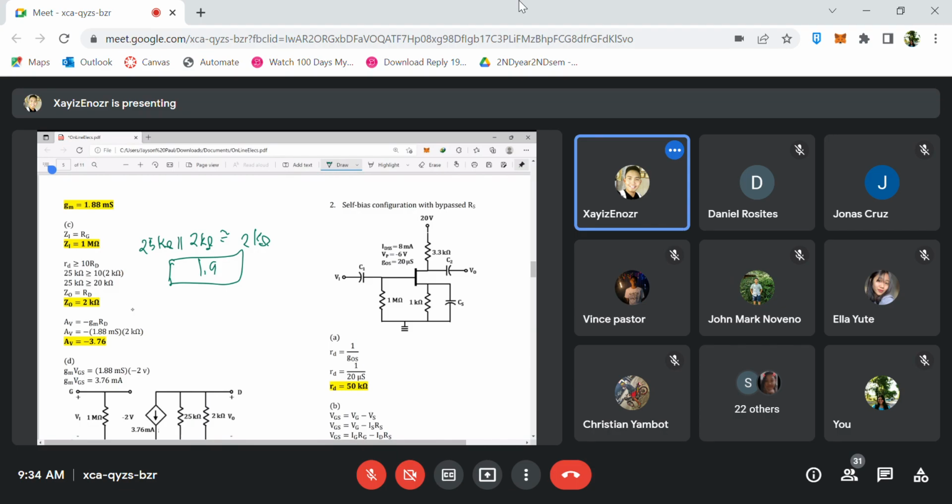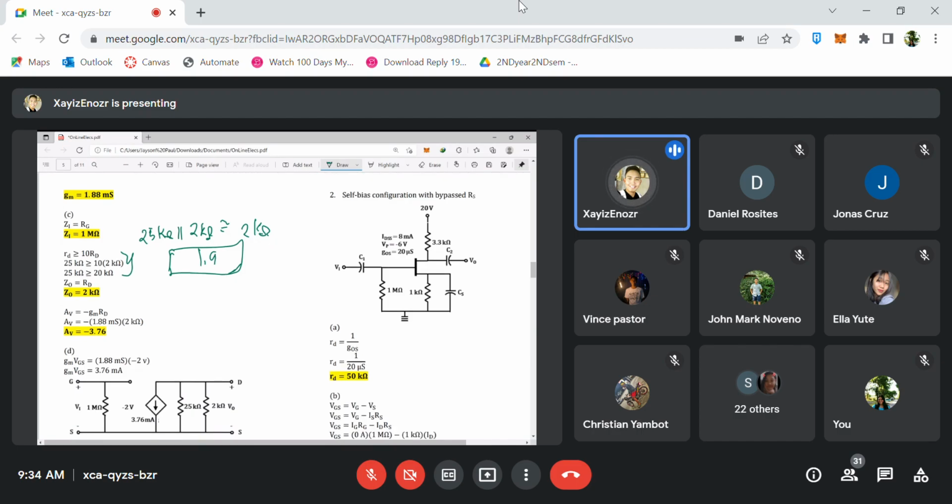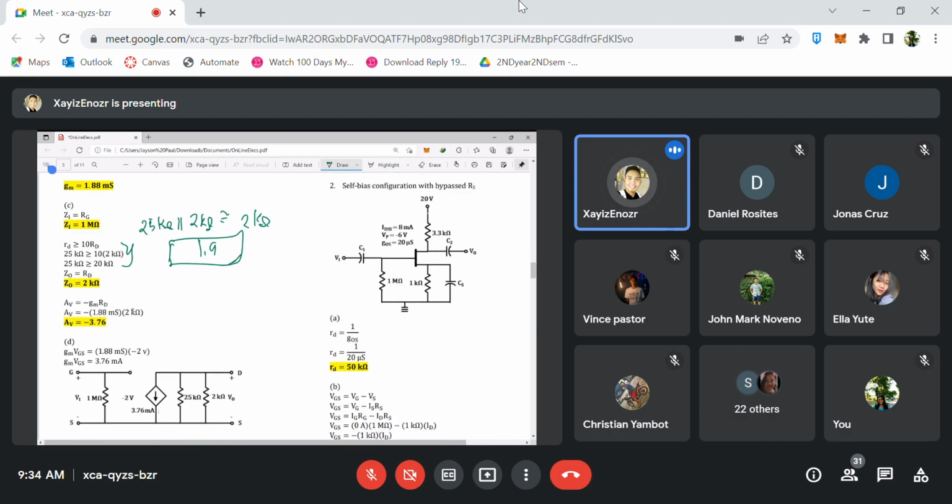So, almost equal rin siya kay 2K. Okay? So, we can now pagpalagay natin na yung Z out is equal to 2 kilo ohms. Okay? Since na-satisfy naman yung condition na to, so pwede na natin hindi siya i-parallel. Kasi kahit i-parallel mo, almost equal naman siya kay 2K.